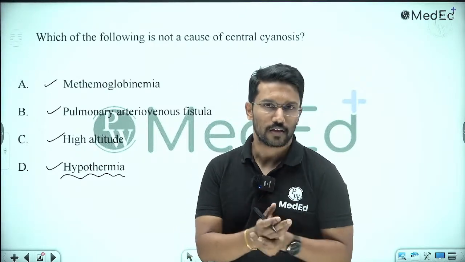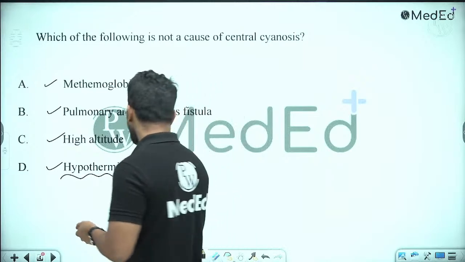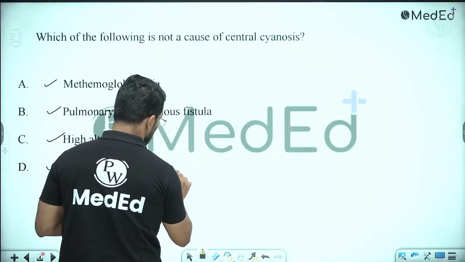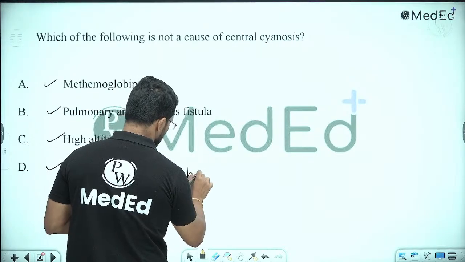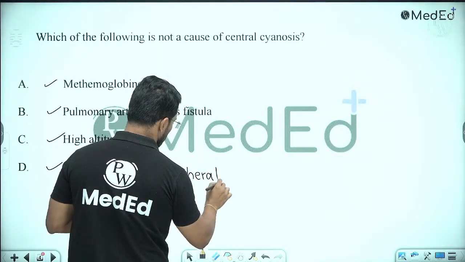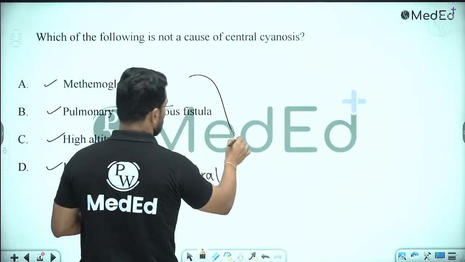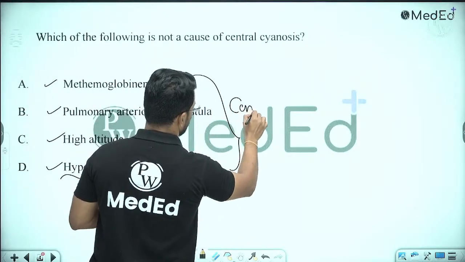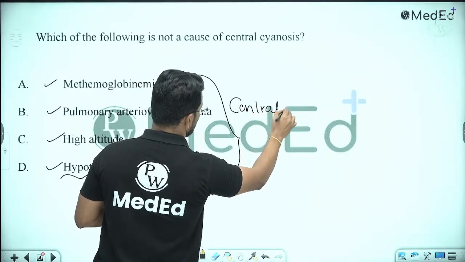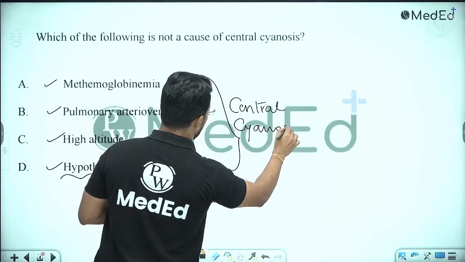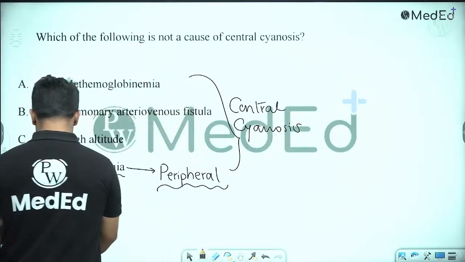So can we call it a central cyanosis? No, right? So hypothermia would be our answer here because it causes peripheral vasoconstriction. It is a cause for peripheral cyanosis. Everything else will be considered as causes for central cyanosis. They are all causes for central cyanosis. Okay, so that's it over here. Let's move to the next question.